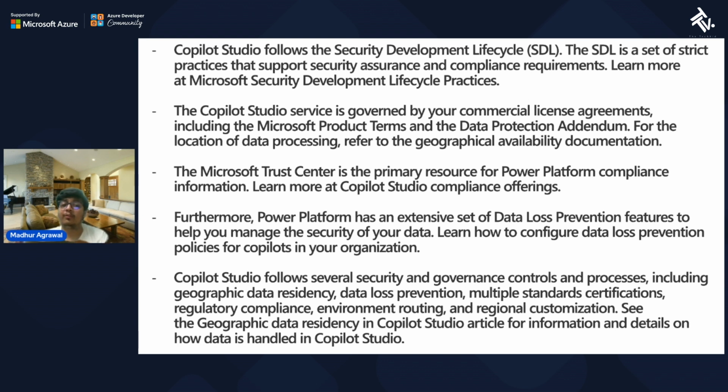Copilot Studio follows several security and governance control processes, including geographical data residency, data loss prevention, multiple standards certifications, regulatory compliance, environment routing, and regional customization. So if you are residing in a different geographic area where the data policies or data rules are different, you can govern accordingly. There are also data loss prevention rules that are put together so that your Copilot can behave accordingly.